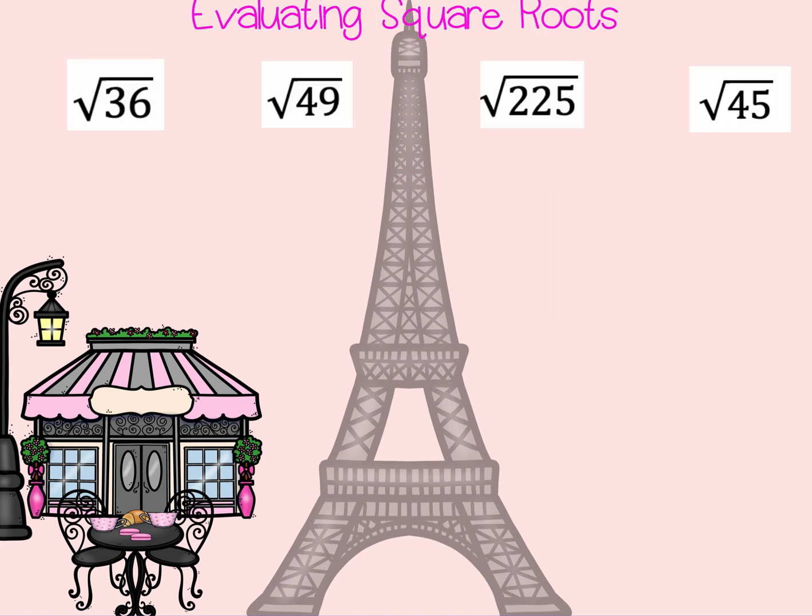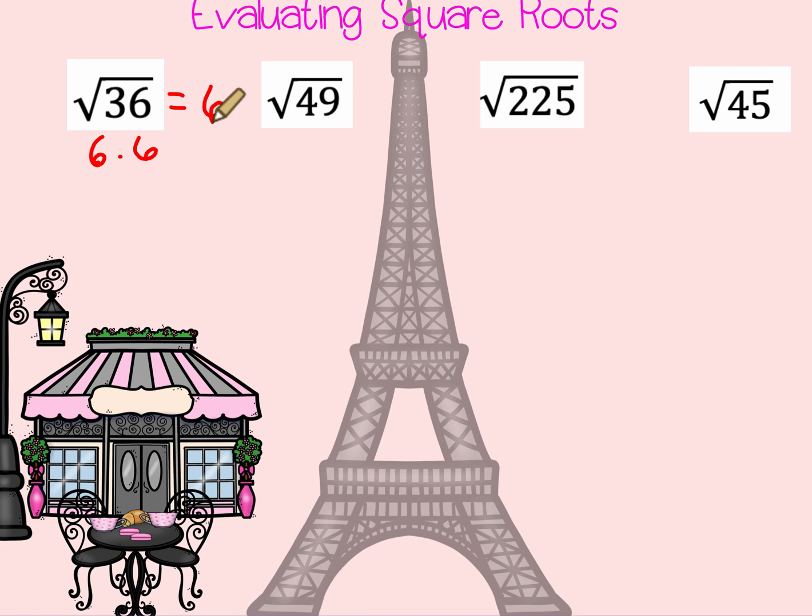So when we're evaluating, we look for a number times itself, which equals the radicand. So to get the square root of 36, we want to know a number times itself which equals exactly 36. And in this case, since 6 times 6 is 36, the square root of 36 is 6, or the root of 36, sometimes people would say, is 6.